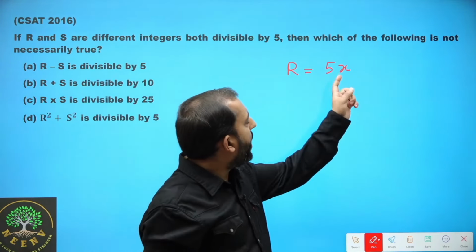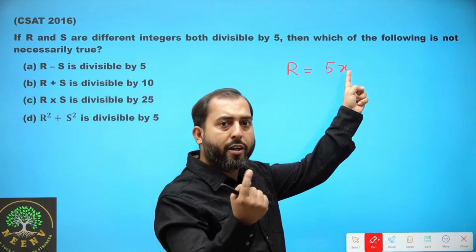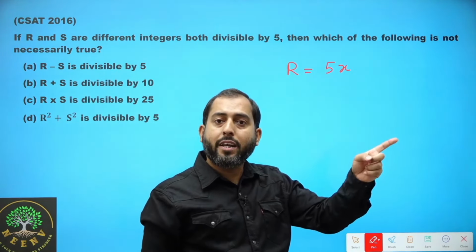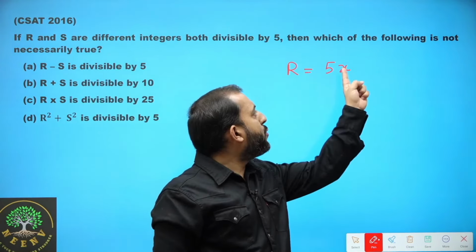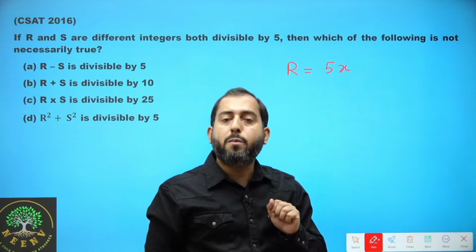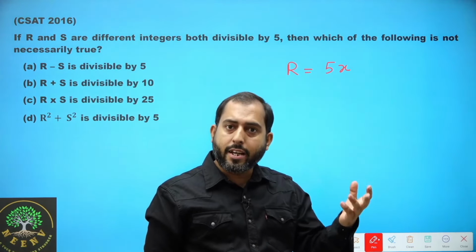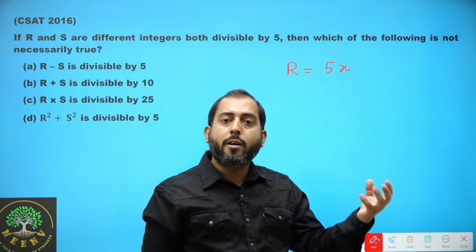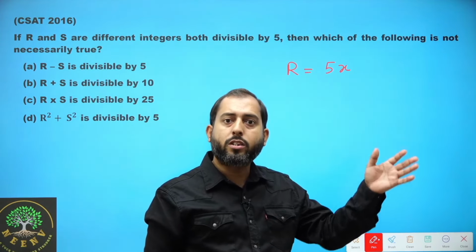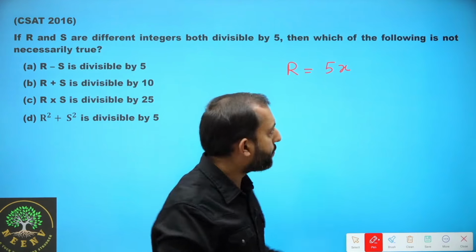Okay. So x, if you put x equal to 1, so 5 into 1, the first number which is divisible by 5 is 5 itself. If you put x equal to 2, then 5 into 2 will become 10. The second number which is divisible by 5 is 10. So what are the numbers that are divisible by 5? The numbers are the numbers which are present in the table of 5.